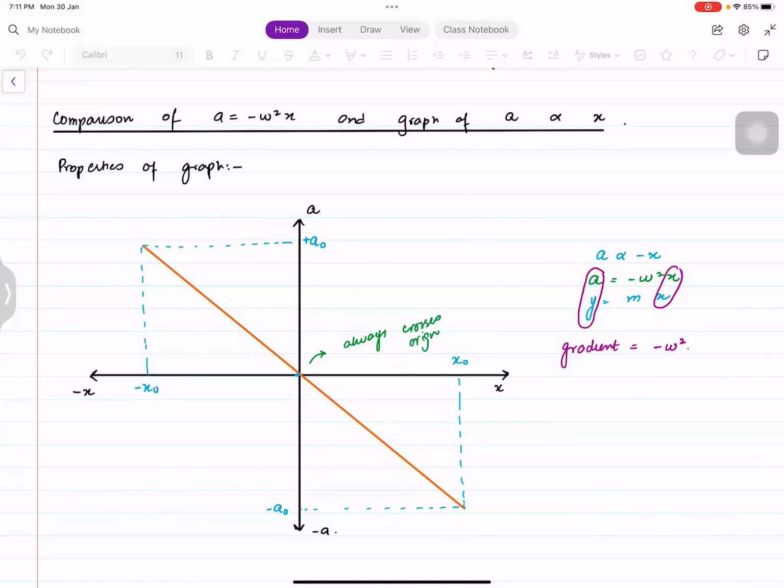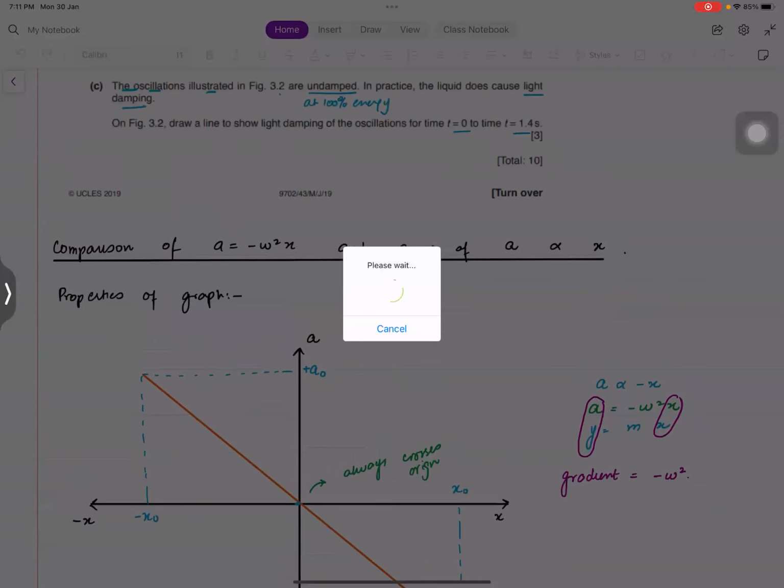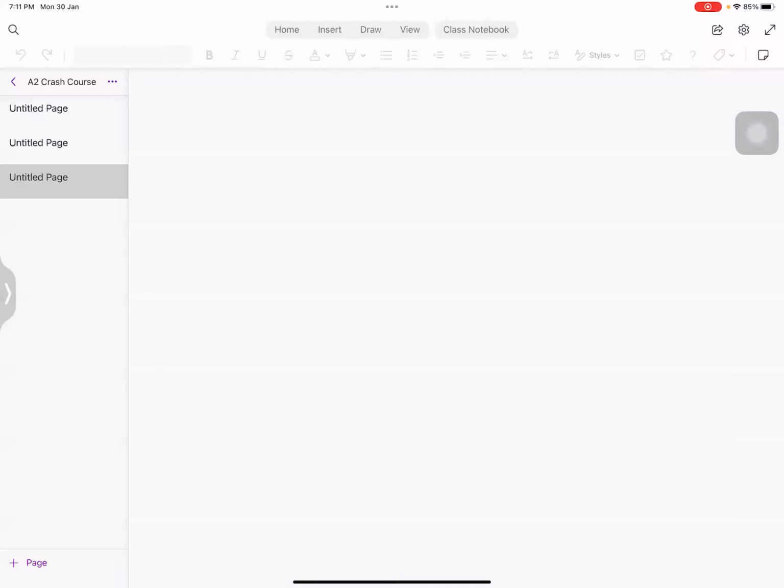Okay, so last time, oh crap. Last time we did acceleration versus displacement graph, I remember. If you guys have any questions, do let me know.